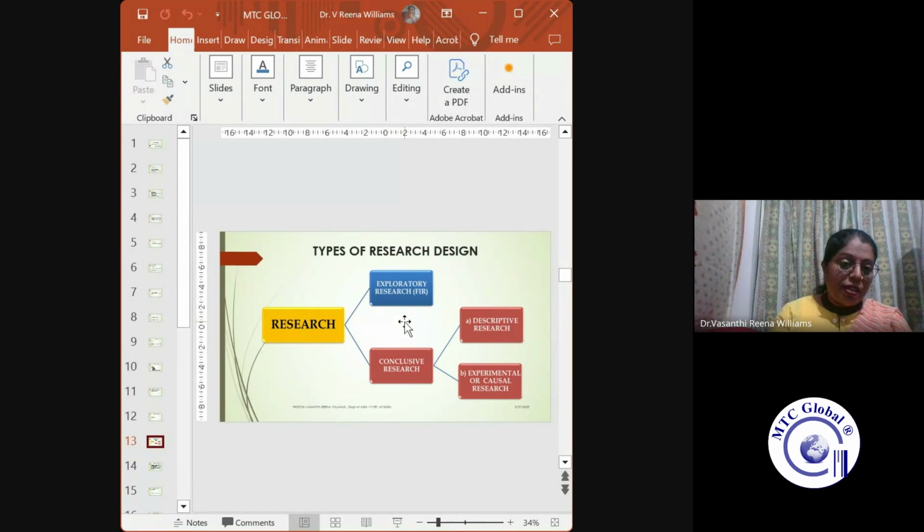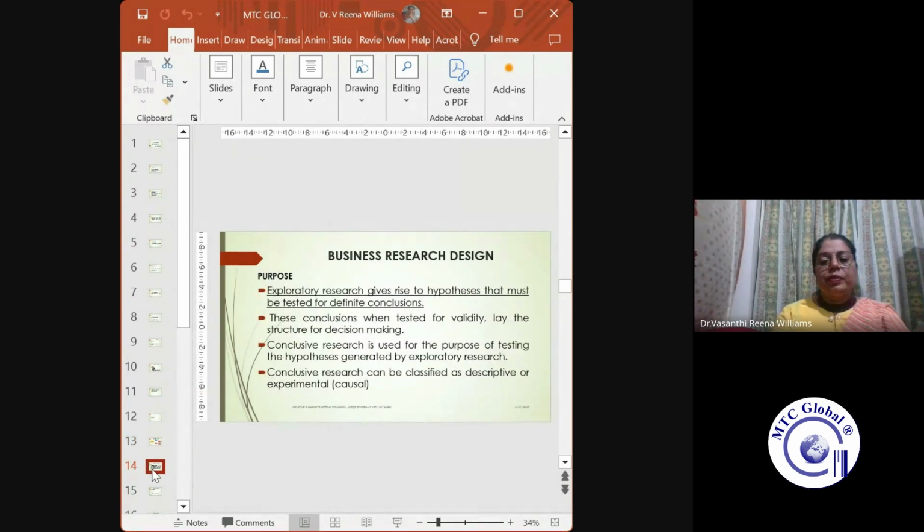Now, to test and find out whether it is really because of the heroine that the film is running so well, I use conclusive research to check. So I've used this for creating a hypothesis, whereas I'm using this to test the hypothesis, whether what I presumed is true or not. How do I do it? Either through descriptive research, or an experimental or causal research. Here, when I say heroine, it is the cause. So I do a causal research to find out.